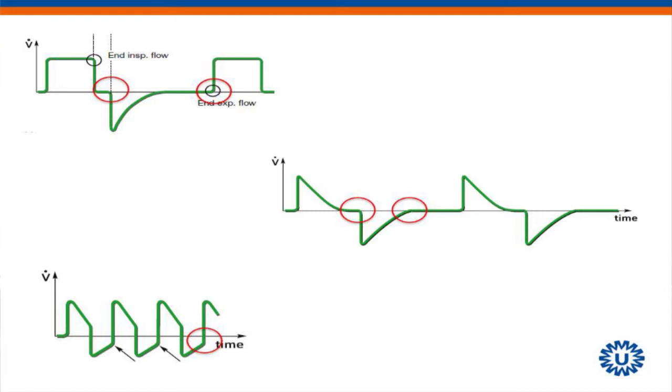Here you see inspiratory flow is returning to zero. Here you see expiratory flow returning to zero. Here also expiratory flow returning to zero. But what happened here? What you would expect is that flow was returning to there. Why is expiratory flow not returning to zero flow?